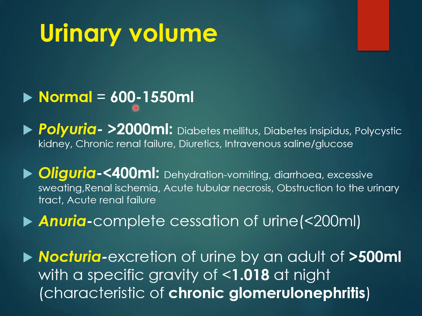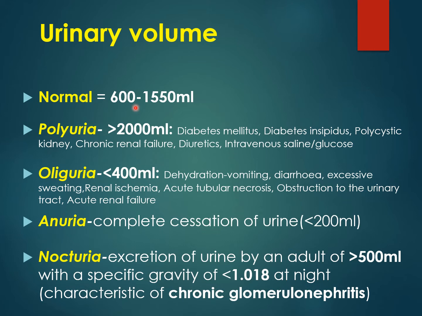The urinary volume normally, as you know, in a normal adult person is expected to be a urine output ranging from 1 to 2 milliliters per kilogram per hour. And this is very important.